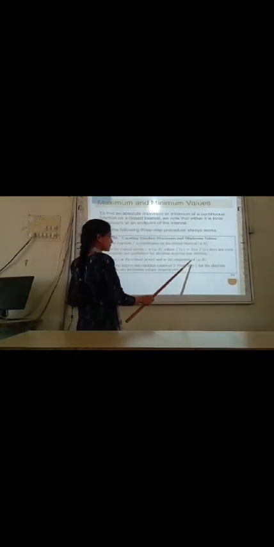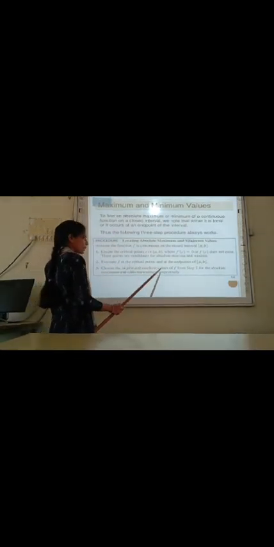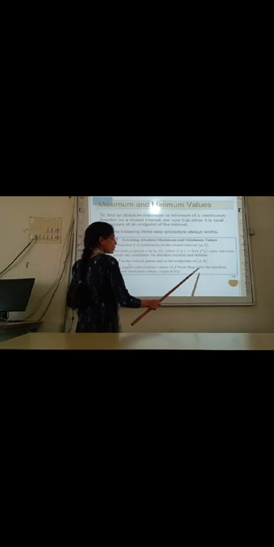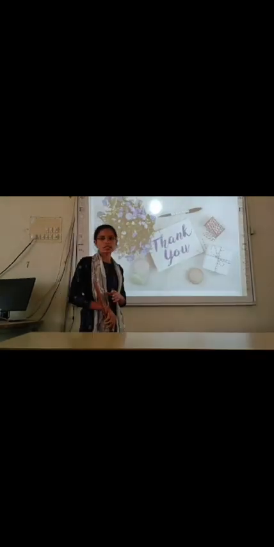Locate the critical points c in (a, b) where f'(c) equals 0 or f'(c) does not exist. These points are candidates for absolute maxima and minima. Evaluate f at the critical points and at the endpoints a and b. Choose the largest and the smallest values of f from step 2 for the absolute maximum and minimum values respectively.